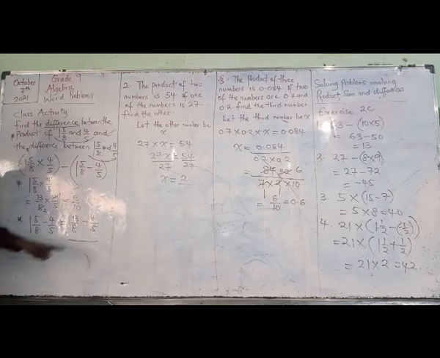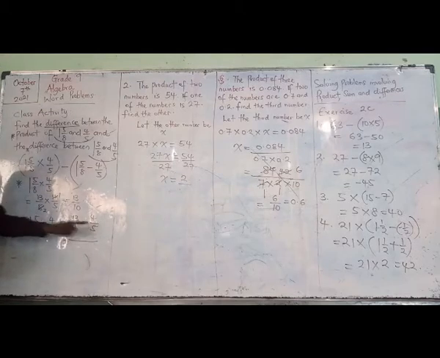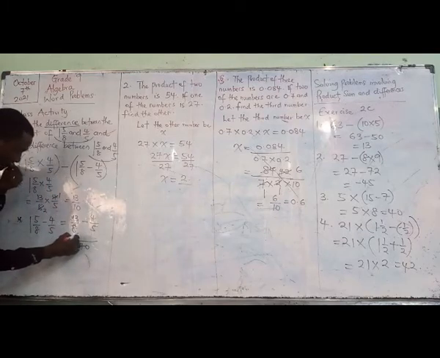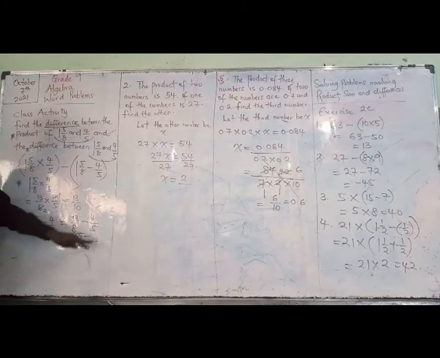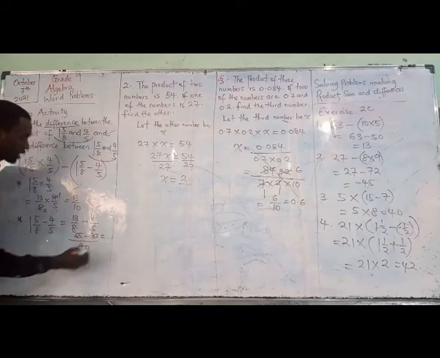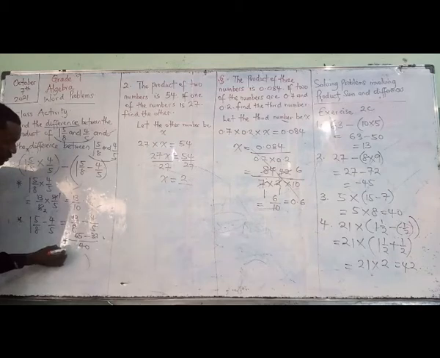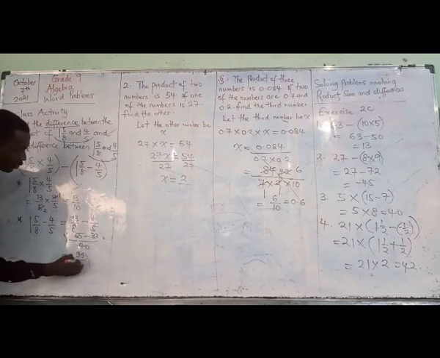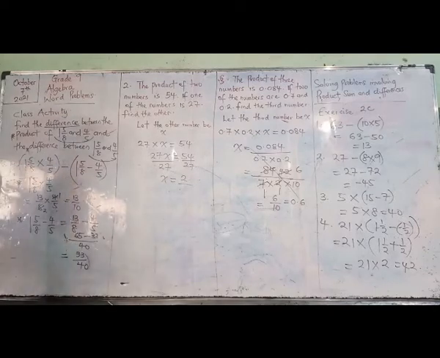What would the LCM be? 8 and what? 5. And that will be what? 40. LCM is 40. 40 divided by 8 is what? 5. 5 times 13 will give me what? 65. Minus 40 divided by 5 is what? 8. 8 times 4 is what? 32. And so my final answer will become what? Is that 33? Confirm for me, 33 over 40. So that will be 33 over 40.